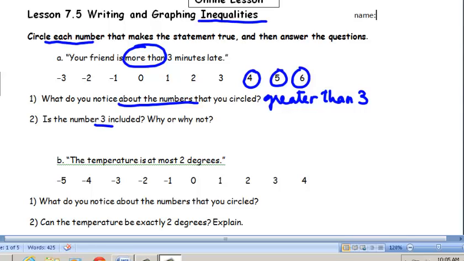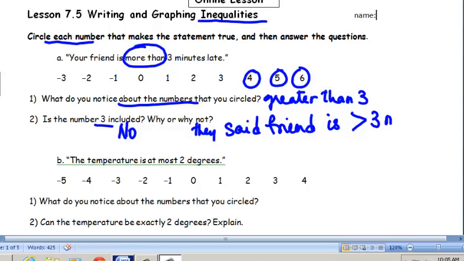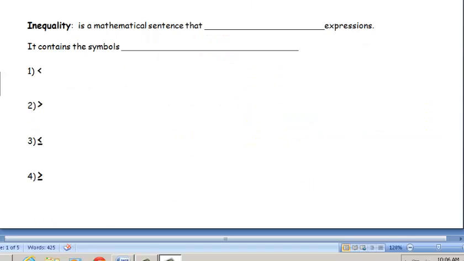Is the number 3 included? No. Why or why not? It's not included because they said your friend is more than 3 minutes late. So that's why we did not include it, because we know that he wasn't 3 minutes late, he was more than 3 minutes late. I want you to finish the next two, 2 and 3, the same way. Or B and C, I should say.